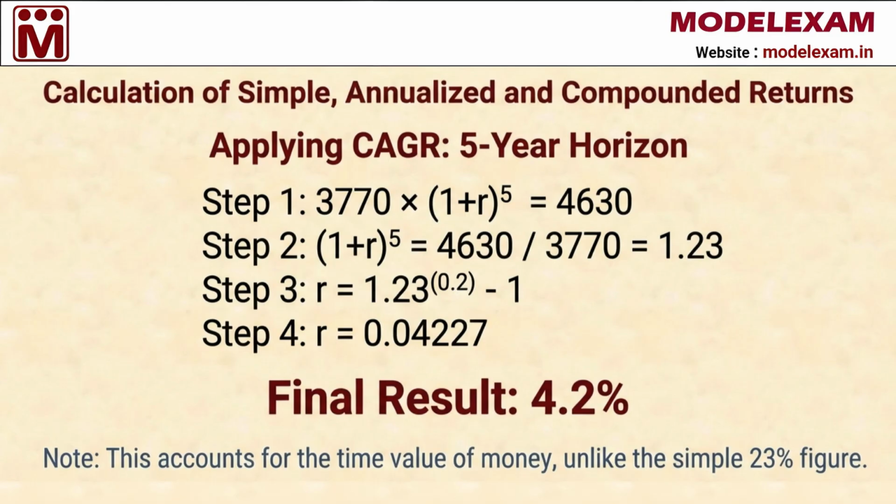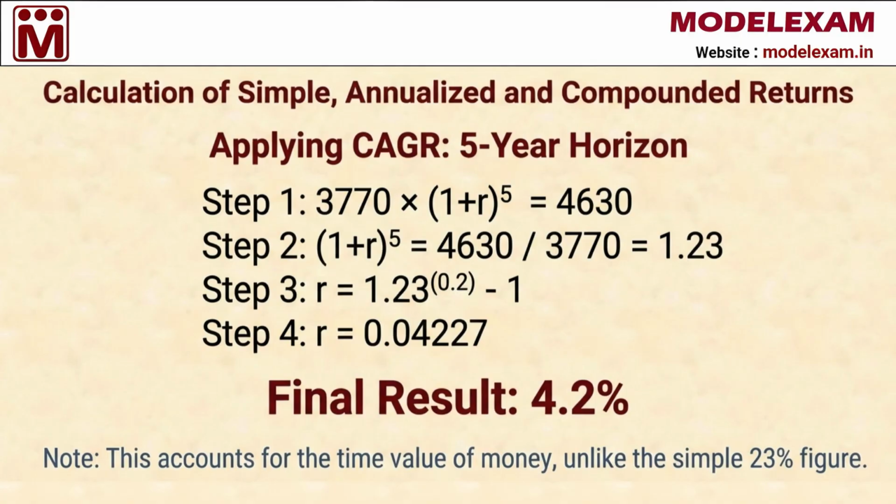Let's go back to our earlier example and apply CAGR assuming a 5-year horizon. Step 1 is setting up the equation where 3770 multiplied by 1 plus r to the power of 5 equals 4630. In step 2, we isolate the variable. So 1 plus r to the power of 5 equals 1.23. In step 3, we solve for r by taking 1.23 raised to the power of 0.2 and then subtracting 1.